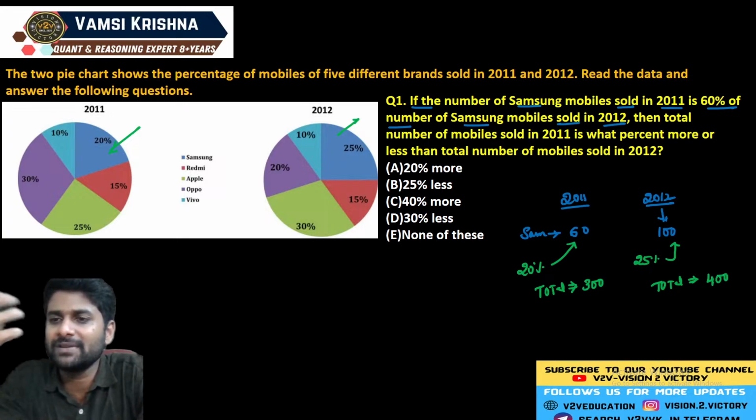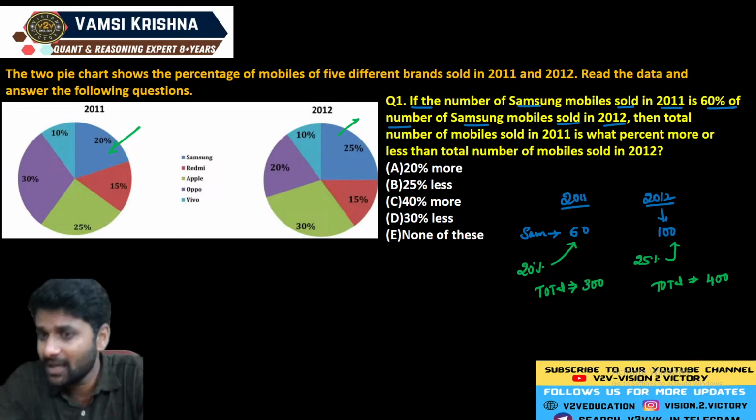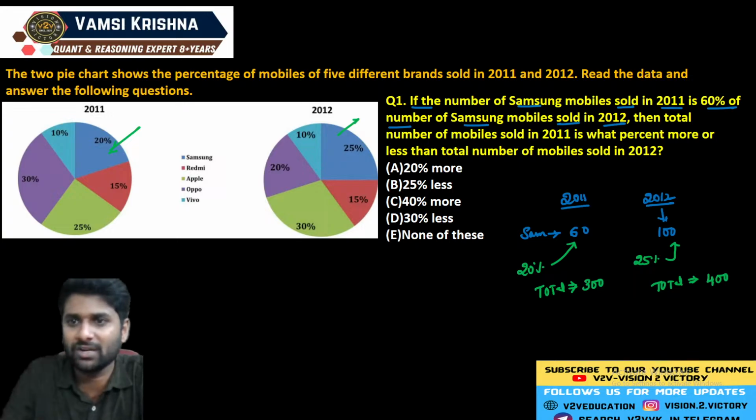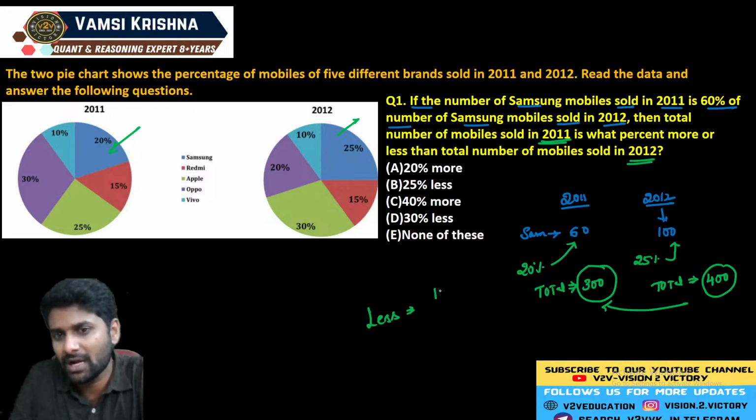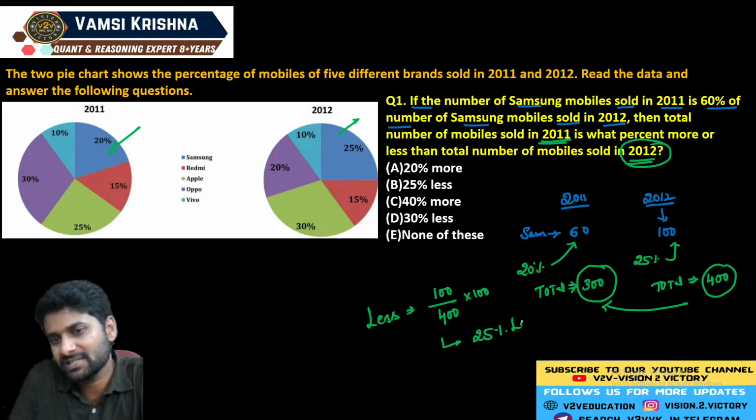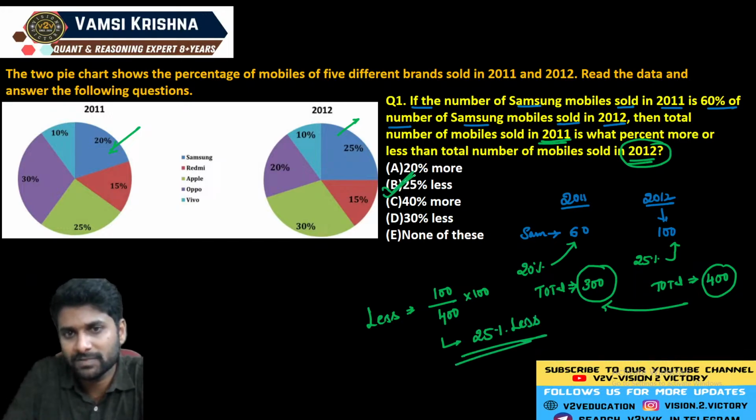Why? Because 25 percent out of 100 percent were Samsung mobiles in 2012. In 2011, 20 percent is 60, so 100 percent is 300. In the same way, 25 percent is 100 and 100 percent is 400. Now, comparing 2011 data to 2012, whether it is more or less: 2011 is 300, 2012 is 400, so it is less, by 100 mobiles. Remember, guys, the comparison base is our denominator, so the denominator must be the 2012 information. So the answer is 25% less.